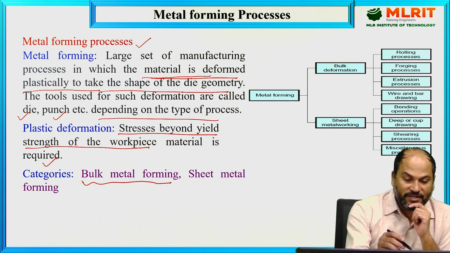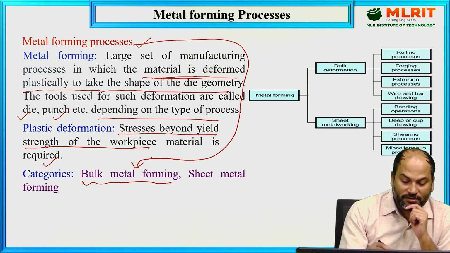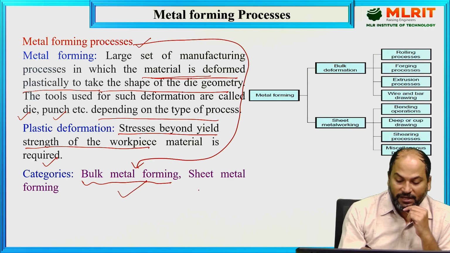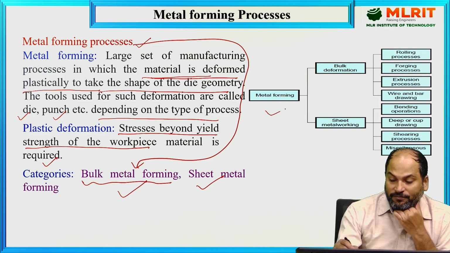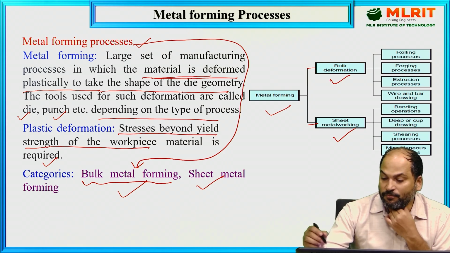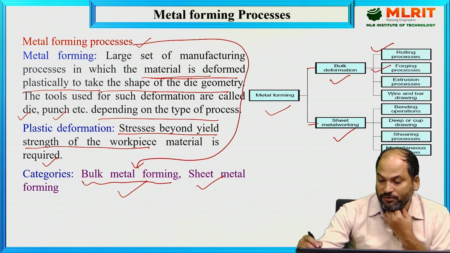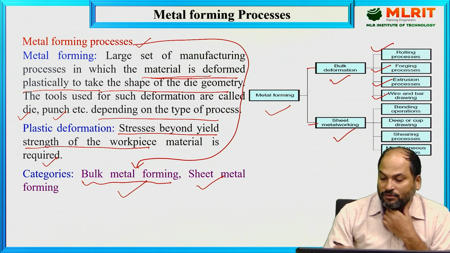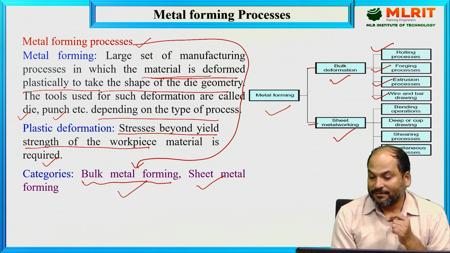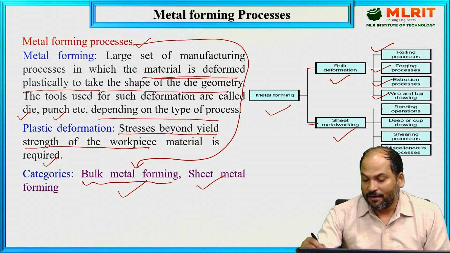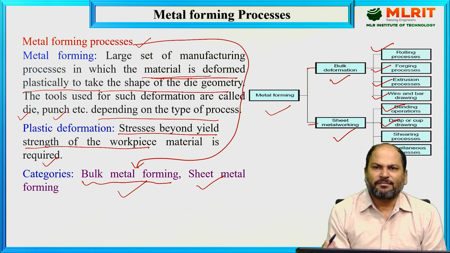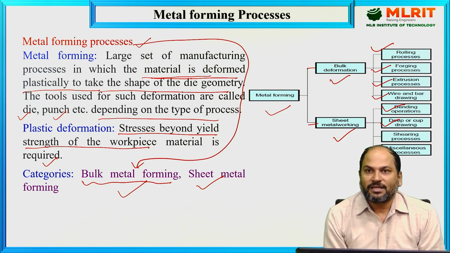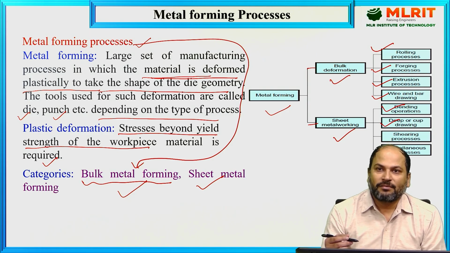Now this metal forming process is divided into two parts: one is bulk metal forming and another is sheet metal forming. So here also a classification has been given. In bulk deformation, the rolling process is there, forging is there, extrusion is there, and the fourth one is wire and bar drawing. In sheet metal, we have bending operation, deep or cup drawing, then shearing processes, and some miscellaneous processes. So this is how it is being classified.